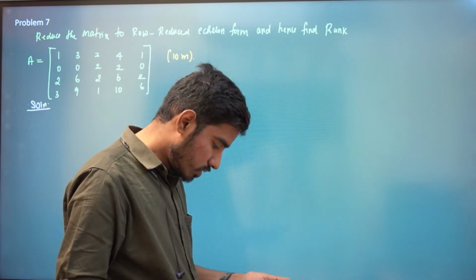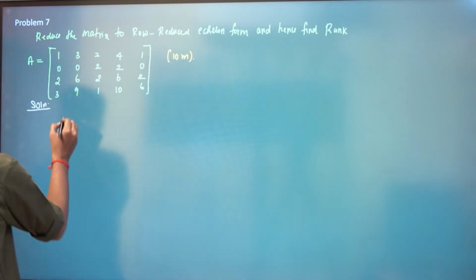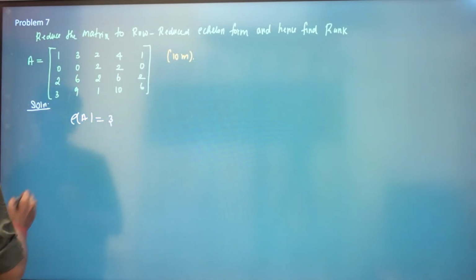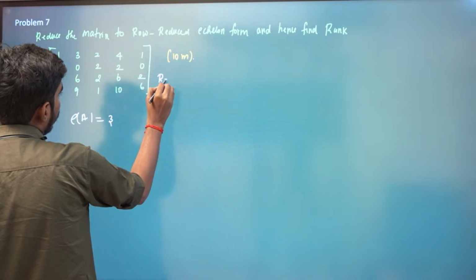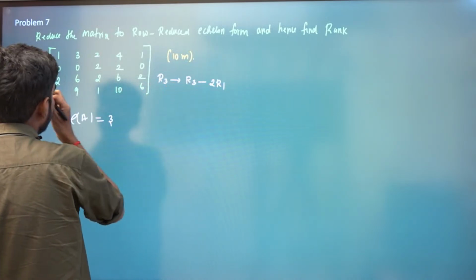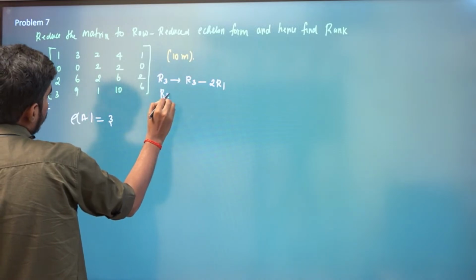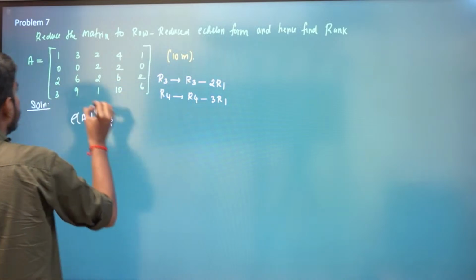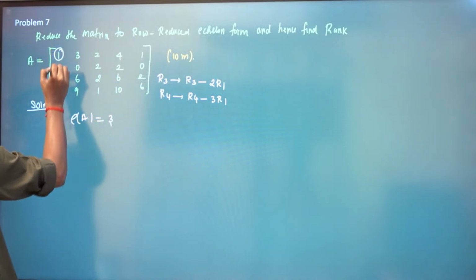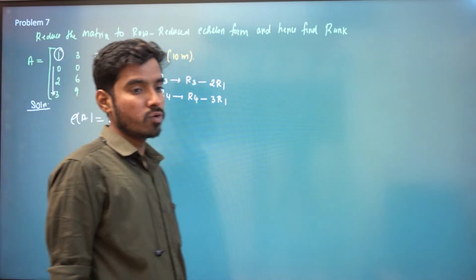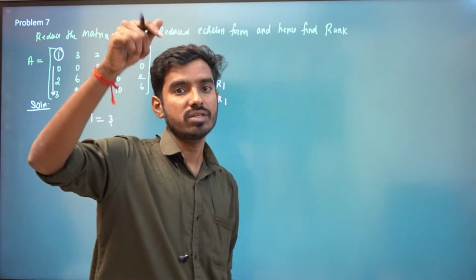So the rank of A will be equal to 3. You will be getting 3 non-zero rows. You start with R3 transformed to R3 minus 2 times R1, and R4 transformed to R4 minus 3 times R1. A matrix is said to be in row echelon form if, in the first row, below the first non-zero element, everything is 0.